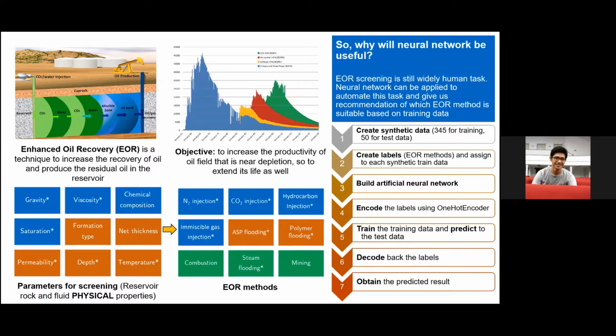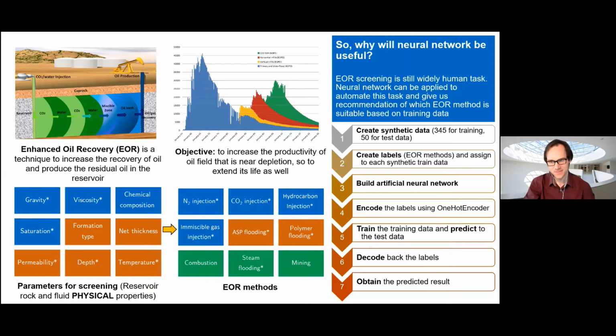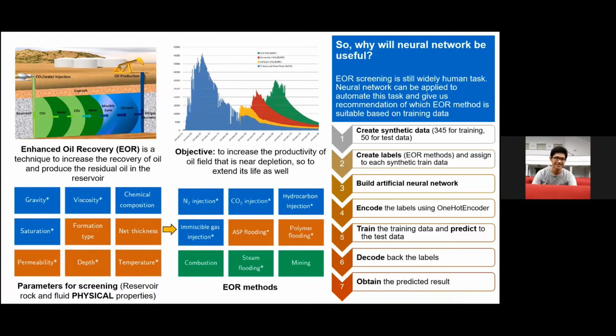After that, I built a neural network, the architecture of which I will present after this. And then I encode the labels. Why do I have to encode the labels? Because they are categorical, so I have to encode the strings into numerical values. At the end of the training, I decode them back into the labels. I train the model, then I test it, predict the data, and obtain the predicted result.